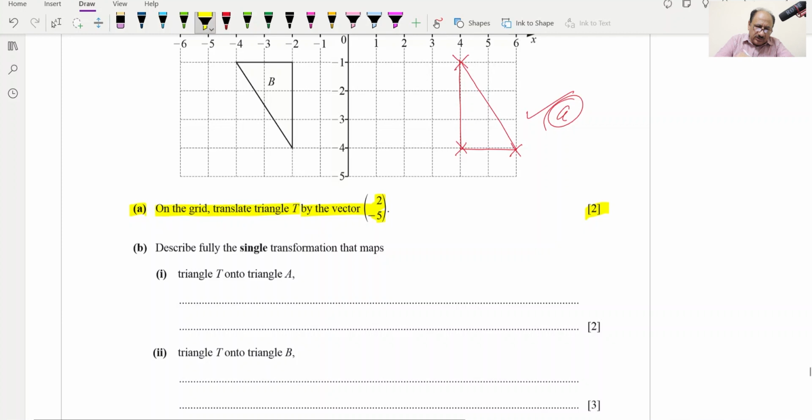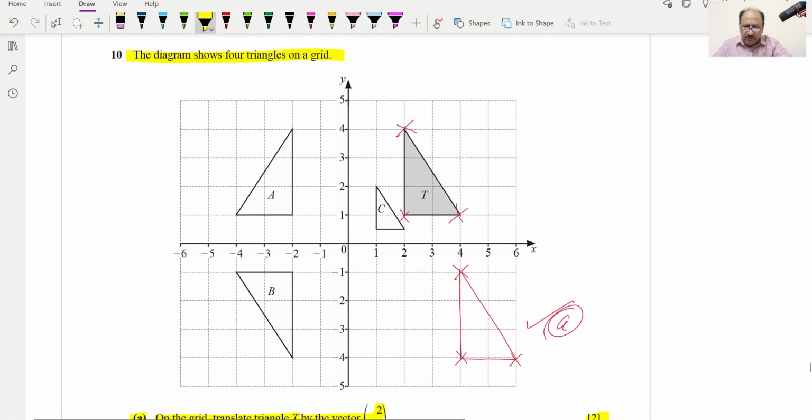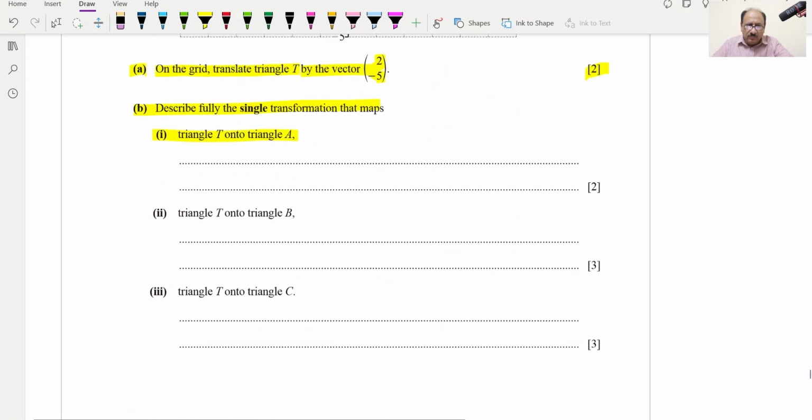Now describe fully the single transformation that maps triangle T onto A. T onto A. So if we check, this is T and A. So if we place mirror inside them, it is reflection, this is 2 units, this side is also 2 units. So this is reflection in the line x is equal to 0, or y axis. So we'll write here reflection in the line x is equal to 0, or you can write y axis.